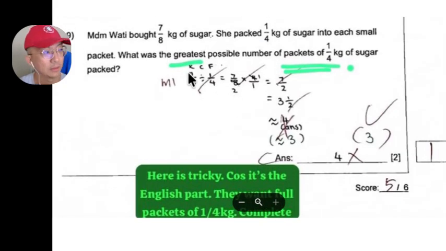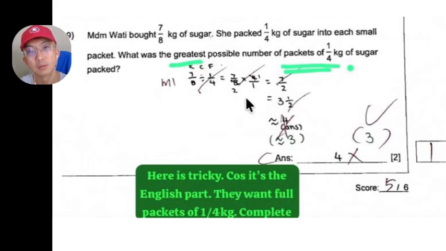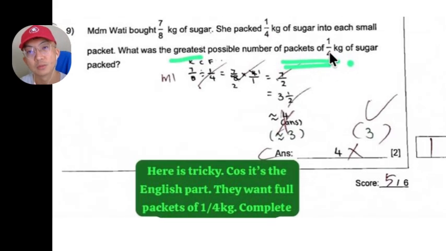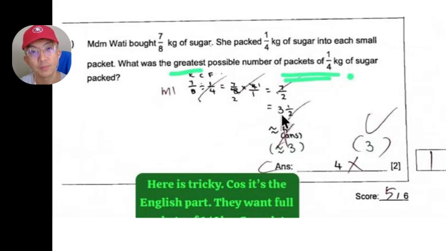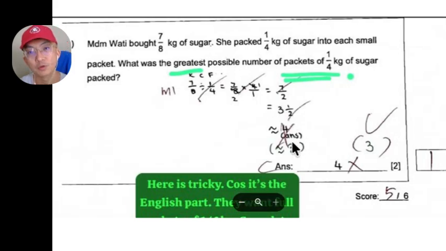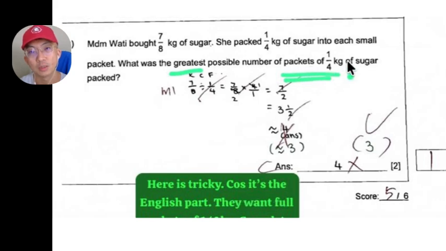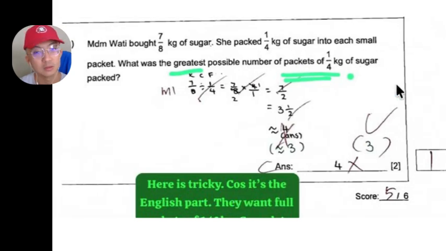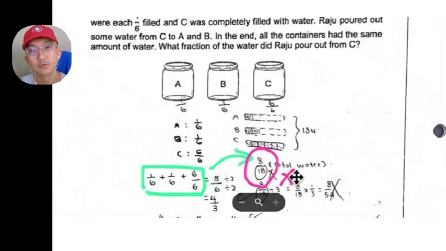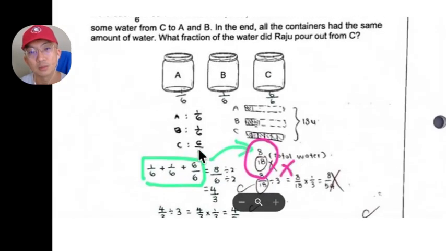Okay, this kind of question is getting very common: greatest, least, maximum, minimum. So it's a play of English words. They are asking for full packets of 1/4 kg. So you can only have 3 whole packets. But let's say if you want the answer to be 4, you'll be asking in this way: what was the greatest possible number of packets to contain all the sugar? So got to be ready for this. This is something that I always remind the kid to read properly, especially this part, because it's really testing your understanding of English. Okay, for this one is a calculation error.